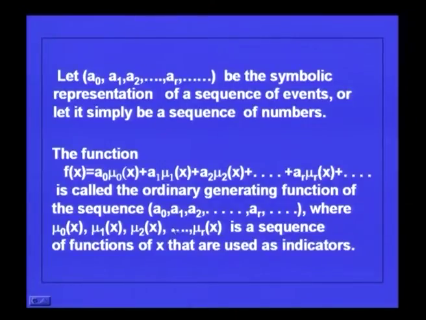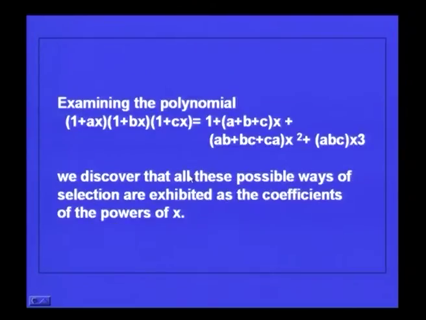These μ0(x), μ1(x), μ2(x) are called indicator functions. Using this sequence of functions as indicator functions, if you represent f(x) like this, that is called the ordinary generating function of the sequence A0 μ0(x), A1 μ1(x), and so on. If you look back, the sequence here is 1, A plus B plus C, AB, BC, CA, AB plus BC plus CA, and ABC. And if you use 1, x, x squared, x cubed, etc. as indicator functions, this is the ordinary generating function.